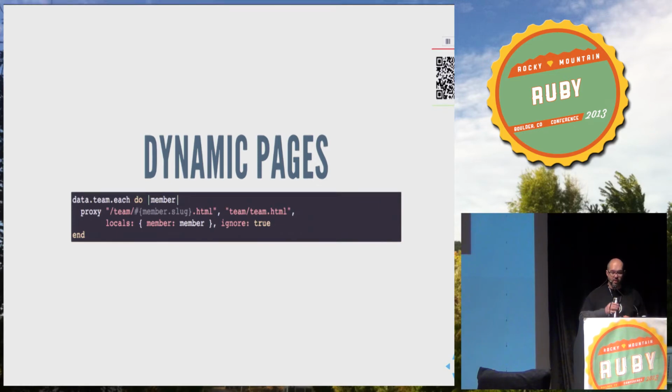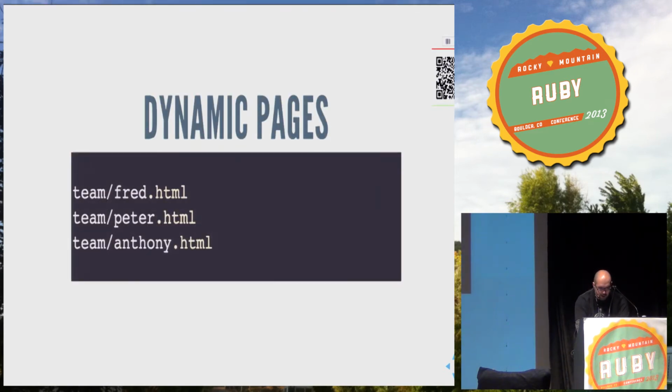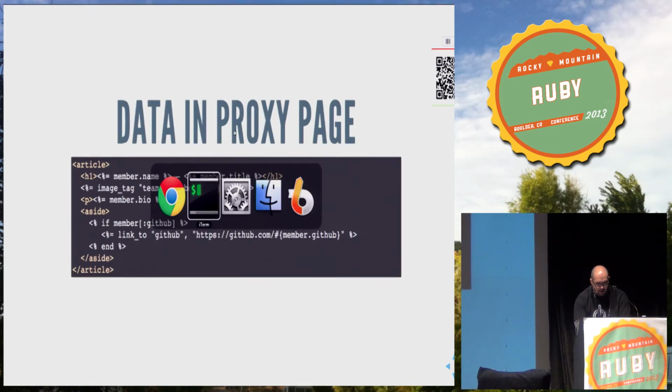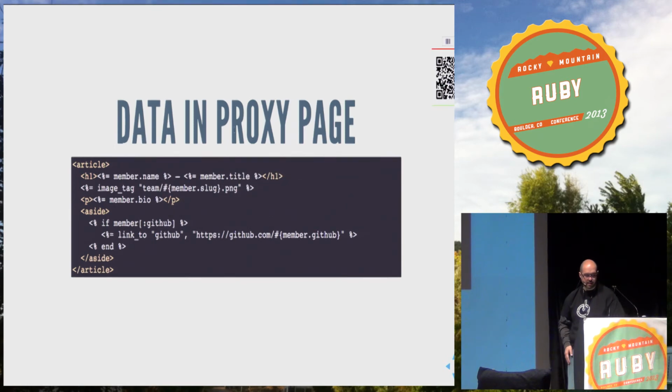So the team members link, use the team template, and then pass some variables to it. And this is what the team template looks like. It will create pages just like this. So we had Fred, Peter, Anthony. It will create links to those pages in the file system. And this is how you use the data here as you build your page.